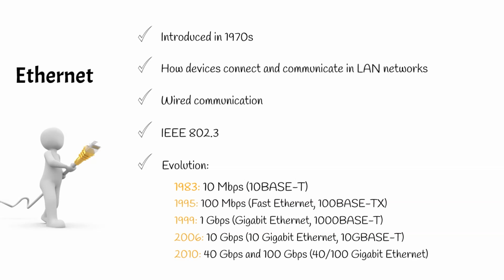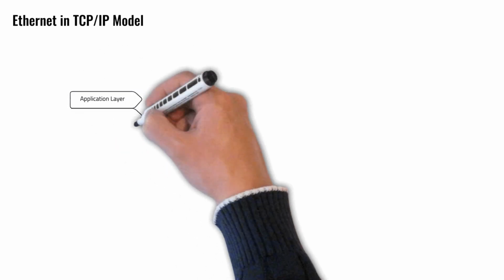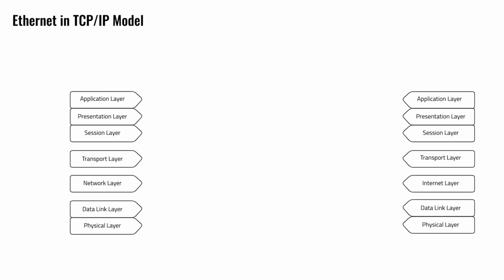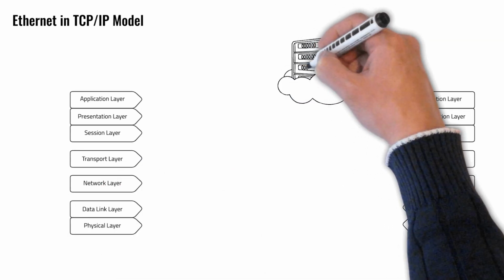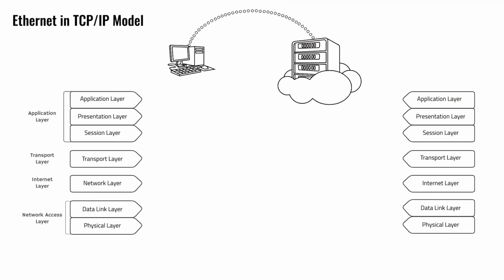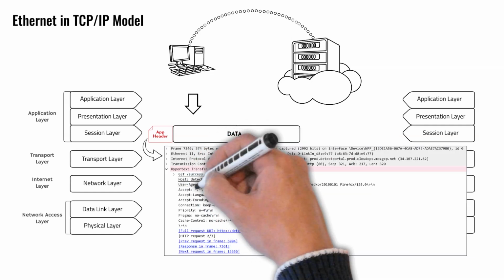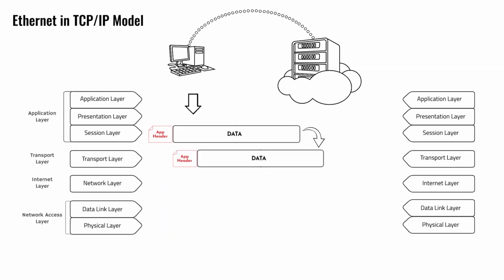large-scale enterprise networks. To understand how Ethernet works, let's briefly explore how data is transmitted over the TCP/IP model. Suppose a client wants to open a website. As you know, the TCP/IP model consists of 4 layers: application, transport, internet, and network access layer. Communication starts at the application layer, where the HTTP headers, including details about the request type, website address, and user's browser type, are added. This data is then passed down to the transport layer for further processing.